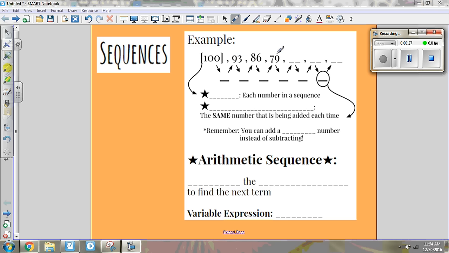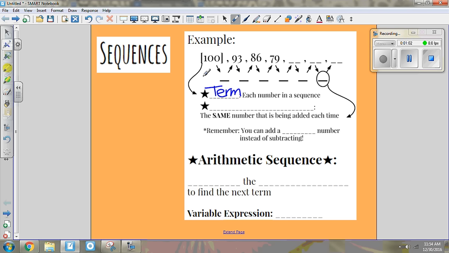So before we get into how we can figure out these new numbers at the end of the sequence, let's talk about some vocabulary. The first little star here, you can see that it's connected to this 100. I put that bracket. That's how we can talk about each one of these individual numbers. Each one of those numbers in the sequence is called a term. So here I know the first four terms, the 100, the 93, the 86, the 79, these are all terms in my sequence. I'm trying to figure out the next three terms. That's why I have those blanks.